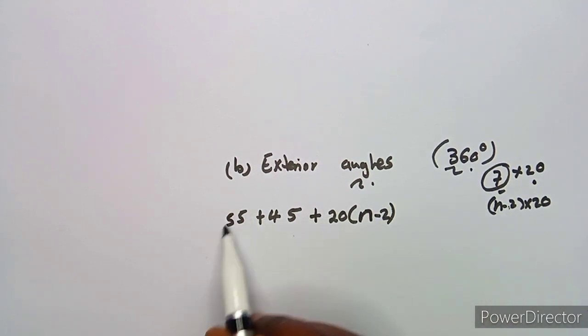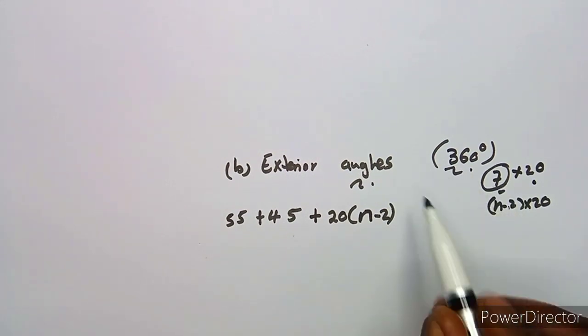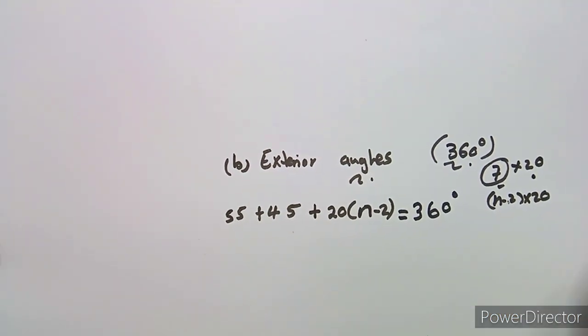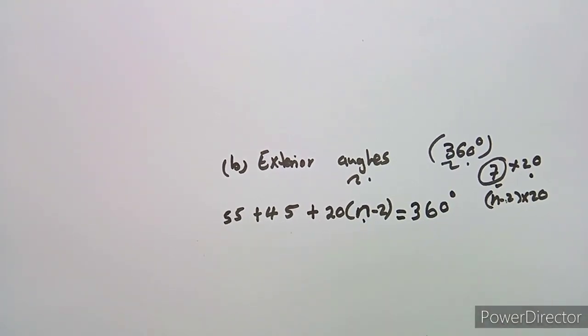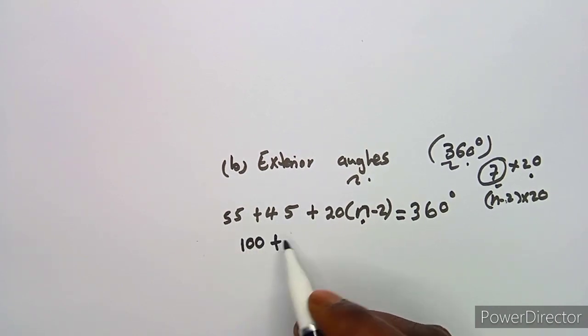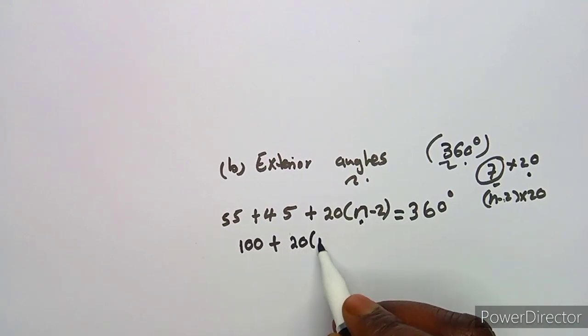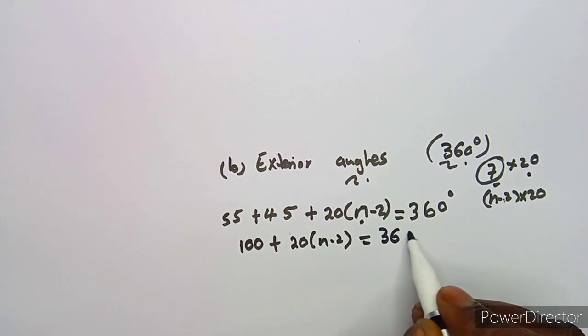But we said all these exterior angles are going to add up to 360 degrees for any polygon that we have in our syllabus. All right. So that's what you're going to have, guys. You now have a normal equation because you want to calculate n, and there is n in this equation. So just solve your normal equation. You can add the numbers 55 and 45 in this case, which is going to give you 100. So you've got 100 in this case plus, here you can expand these brackets, or you can just leave it like that, 20 into n minus 2, which is equal to 360.